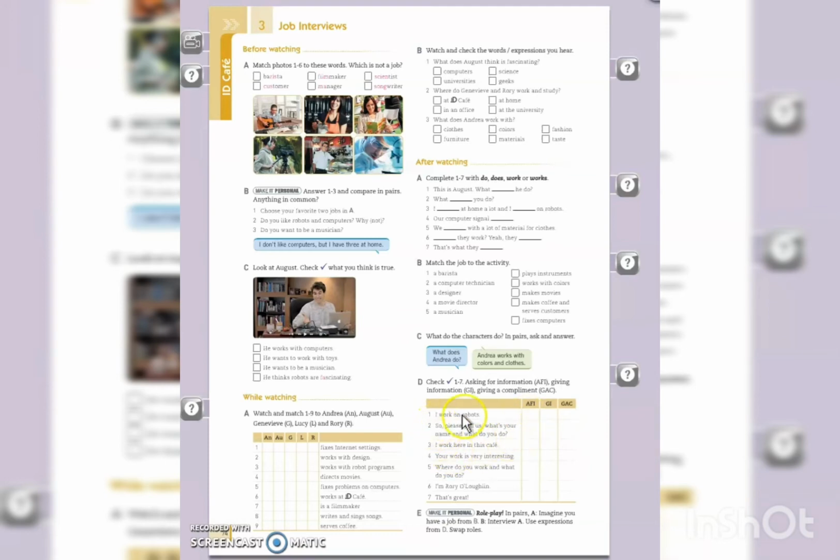According to this one, I work on robots. Do you think that it is asking for information, giving information, or giving a compliment? What do you think? Try to guess what is the correct option for each one. This represents asking for information. This one represents giving information. And the last, giving a compliment.